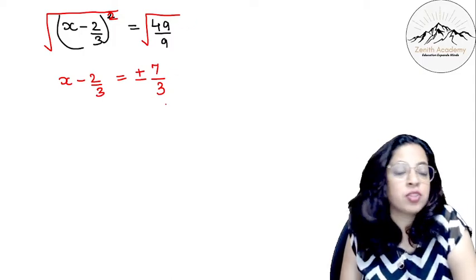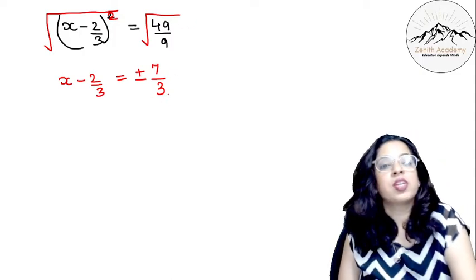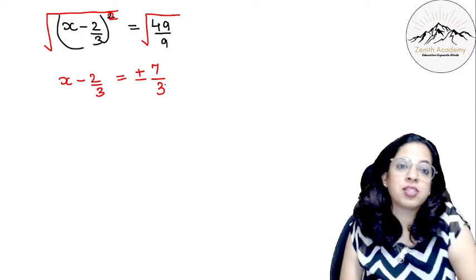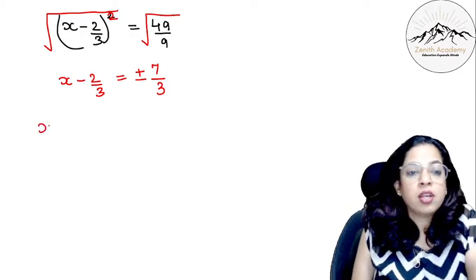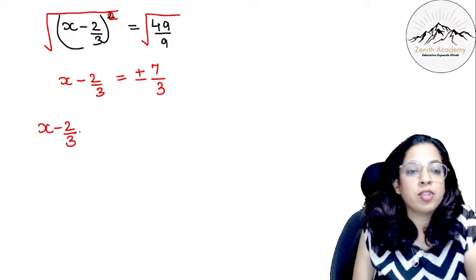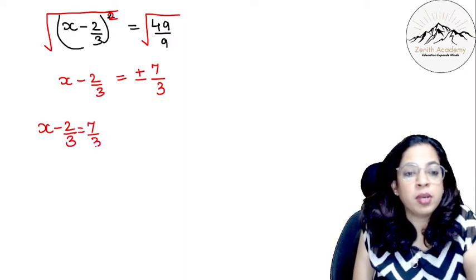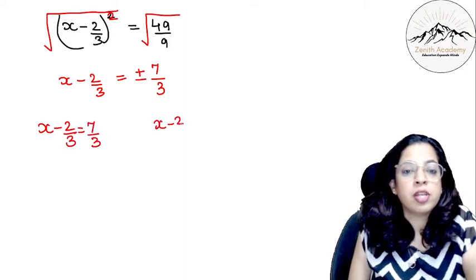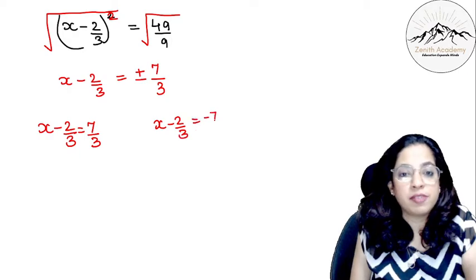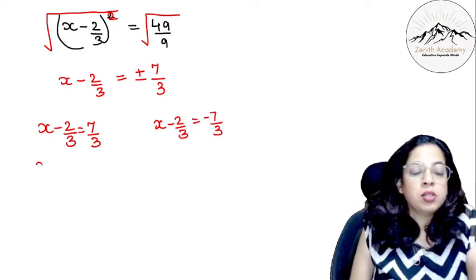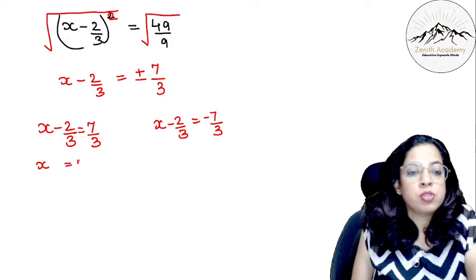Same is the case with 3. Plus 3 into plus 3 is 9 and minus 3 into minus 3 is also 9. So here now we can write x minus 2/3 is equal to positive 7/3. Also x minus 2/3 is equal to negative 7/3.